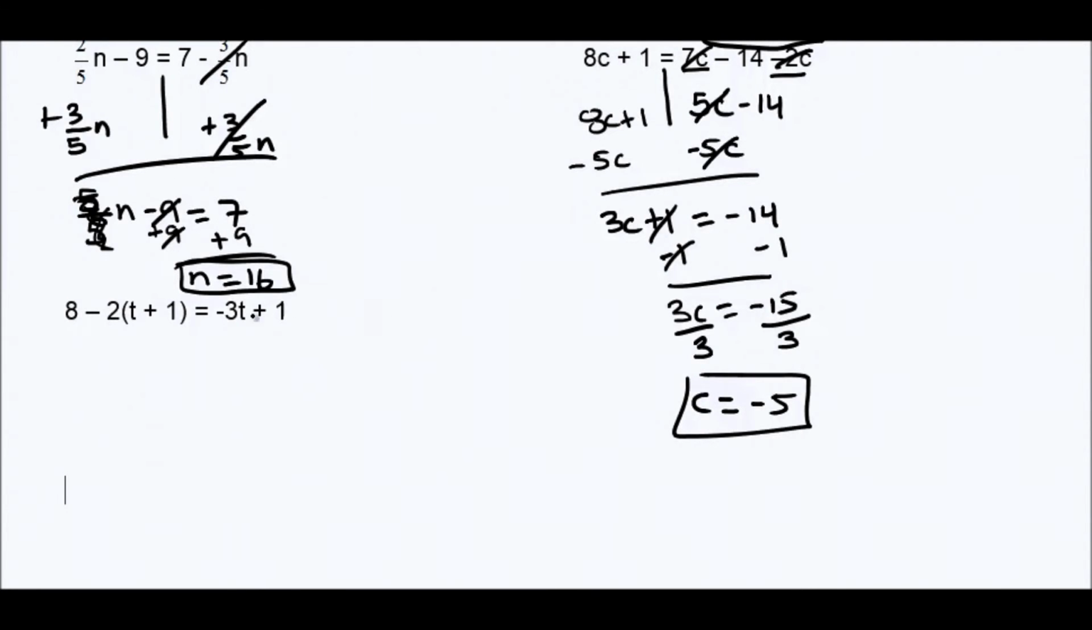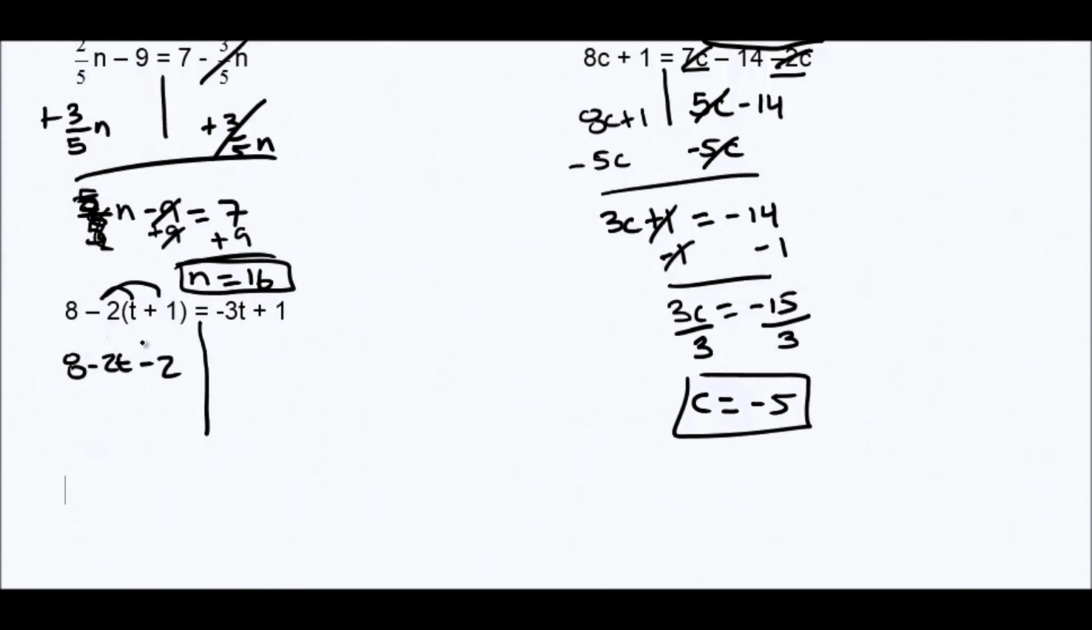So last one, we're going to have to distribute. Here's the separation. This is what I have on my left, this is what I have on my right. If you look at my right, I can't do anything else. That's already simplified. But if you look at my left, I have to distribute in order to simplify it. So I'm going to multiply the negative 2 times everything inside the parentheses. Negative 2 times t is negative 2t. Negative 2 times a positive 1 is just negative 2. Bring down the 8.